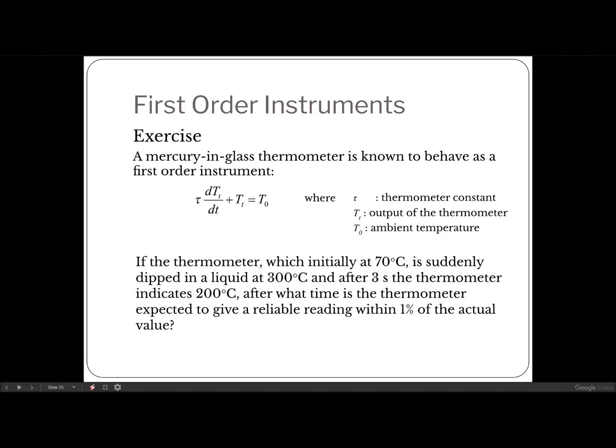And then there comes a question: when will this thermometer give a reading of about 1% away from the actual reading of 300 degrees Celsius? How long do I have to wait to get that reading? This can be calculated using the first order differential equation here. Let's do it together now.